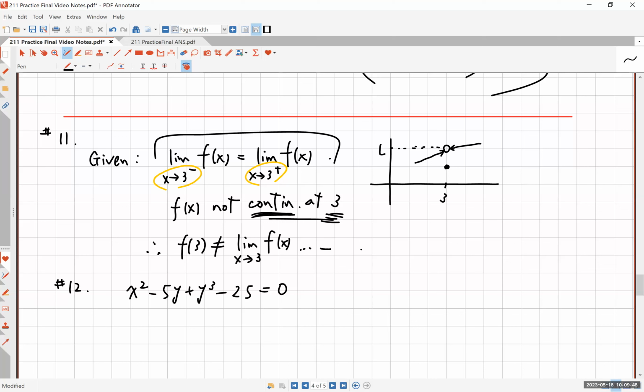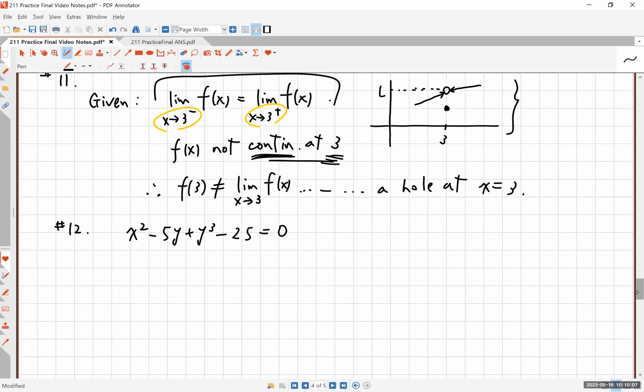And the only way that could happen is that there is a hole at x equal to 3. The picture pretty much has to look like this, where you have an open circle here, and then the value of the function at 3 has to be something besides that L value, which is the limit value from the left and the right that are equal to each other.